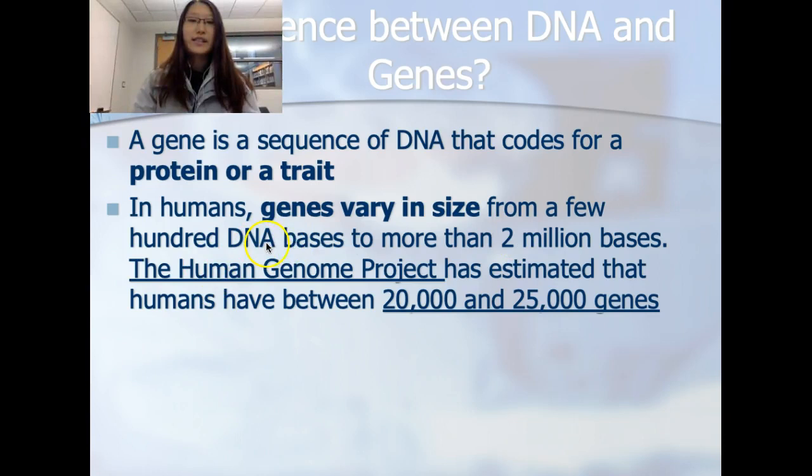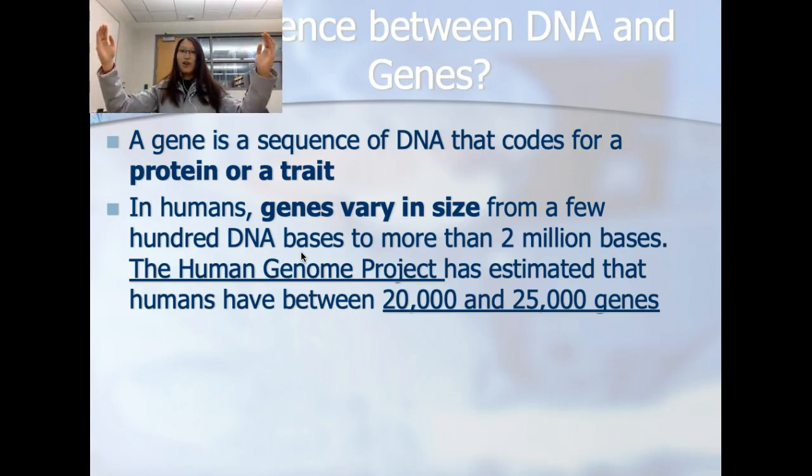They range from a few hundred DNA bases, and we'll talk about what a DNA base is. Basically, a DNA base is one building block of DNA. If you were to think about Lego, if you were to put Lego on top of Lego on top of Lego, in the end, you're going to have a really long Lego chain. But each one of those little Lego blocks is a building block. So for DNA, each one of those little building blocks is called a DNA base.